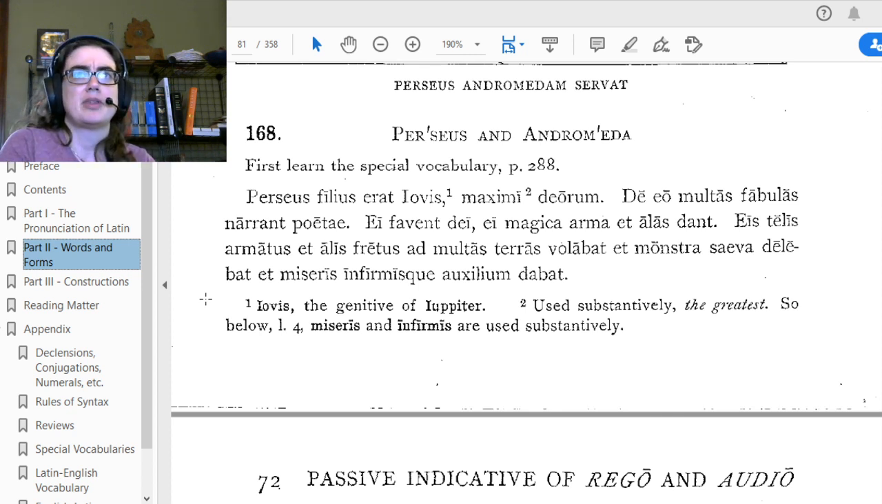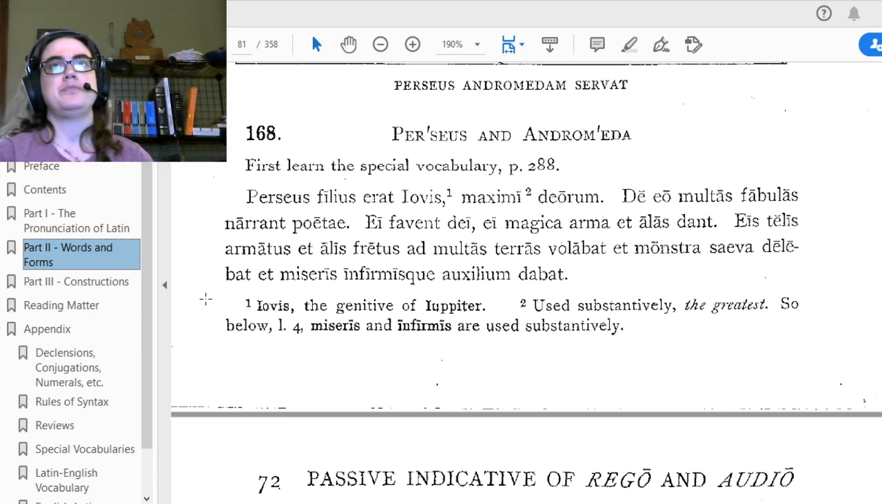All right. Ei magica arma et alas dant. They give to him magical weapons and wings. He got winged sandals to let him fly around the world from Hermes. Pretty cool. Hermes and Athena in particular were very pro Perseus.